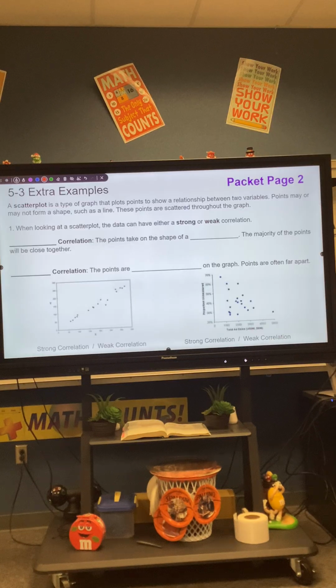Scatter plot. Now we're going to talk about strong or weak correlations. Well, not quite. I'm moving a little ahead. Go to your package, page 2. That first one was the first page of the packet. I just know where it's going. I'm a little too early. Now that I see it, I am there. Look at me. Losing my mind a little bit, but it's okay. Teaching math will do that too.